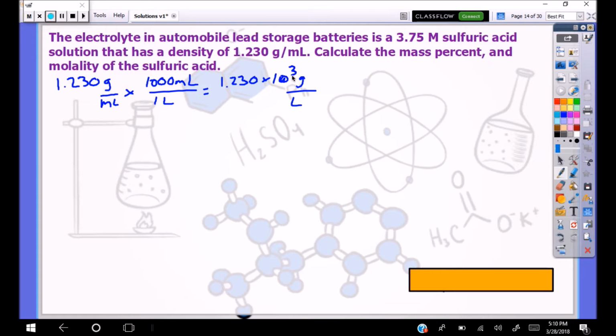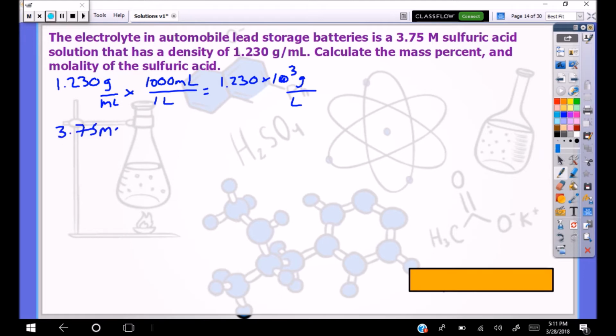We're finding mass percent. So we need to find the mass of sulfuric acid, and we also need the total mass of our solution. Well, we have the total mass of our solution, which is good, but we also need to figure out how much water there is. We want the mass percent of our sulfuric acid, but we also want to know how much water there is when we go to do molality, because we need to know the kilograms of solvent.